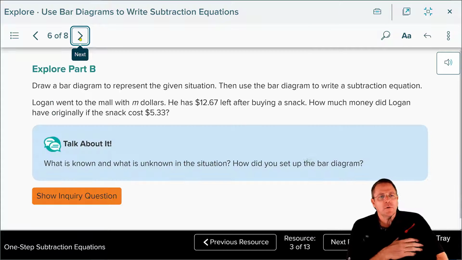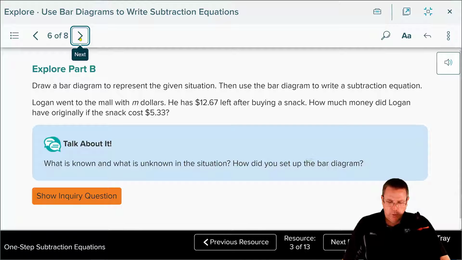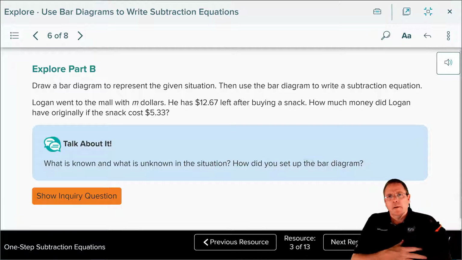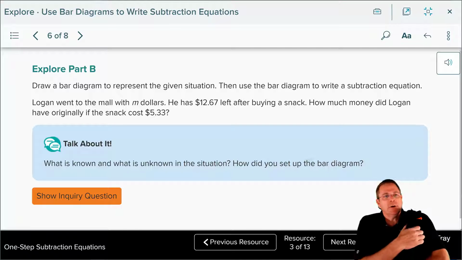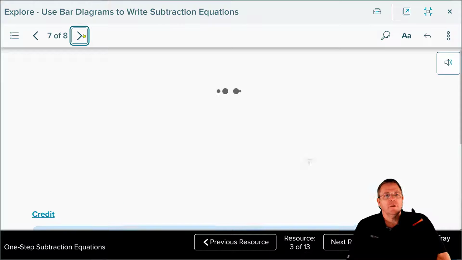Now it's going to be your turn. Read this problem about Logan going to the mall, come up with your own bar diagram, and see if you can get it done right to come up with a good equation. Did you get it done? The problem states that Logan went to the mall with M dollars. He has $12.67 left after buying a snack. How much money did he originally have if the snack cost $5.33?